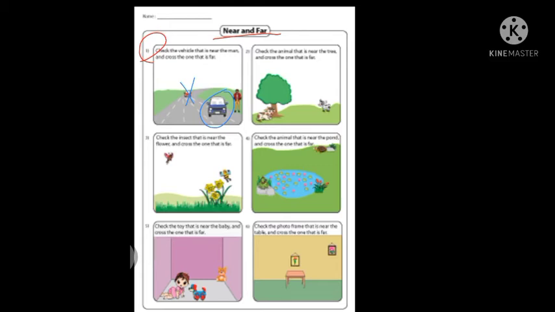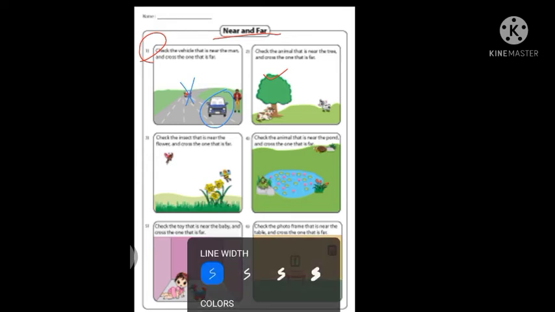आप देख सकते हो here I am having 1 and 2. These are the 2 animals that were there, and here 3 is there. Now we have to compare these animals' distance according to this tree. That is, we have to check it among this 1 and 2, which one is near, and those who are far we have to cross out.